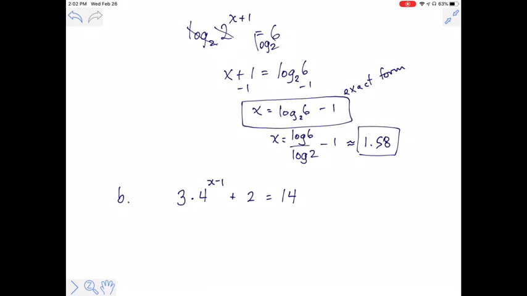And it's pretty much those same 3 steps for most exponential equations. You isolate the exponential term, use a logarithm on both sides, and then solve for x. So part B here, we need to identify the exponential term first before we can isolate it. The exponential term in this problem is 4 to the x minus 1. So to isolate that, we're going to need to subtract 2.